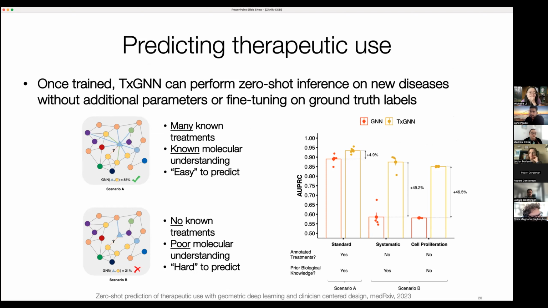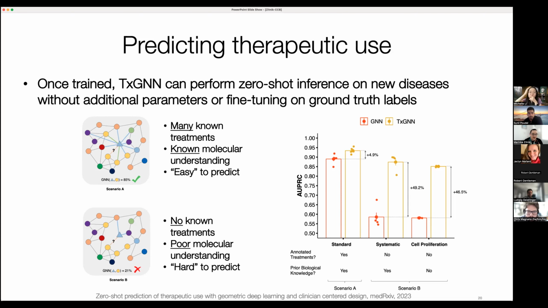So once we train the TXGNN model, the key capability that we want this model to have is to be able to perform zero-shot inference on a broad range of diseases. And that's our primary mode of evaluation. So the way to read the right plot on this slide is the following. On the y-axis, we show area under precision recall curve, which is a performance metric, and higher indicates better performance. And then we have results shown under scenario A and scenario B.